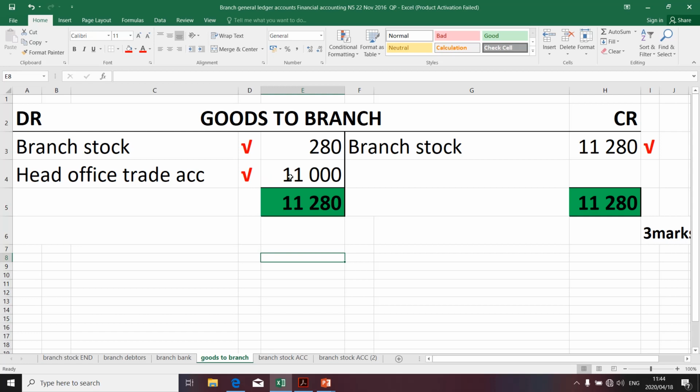Remember, this affects stock, so it will be taken to the head office in order for the head office to determine its gross profit. It works differently in branches, but for the head office, we're still going to use the account called the trade account to determine the gross profit attributable to the entire business. So yeah, that's it. The total mark allocation was 3 marks because there aren't many transactions relating to goods to branch.